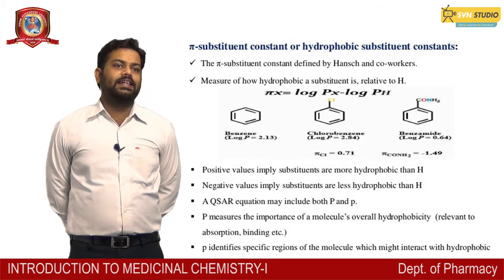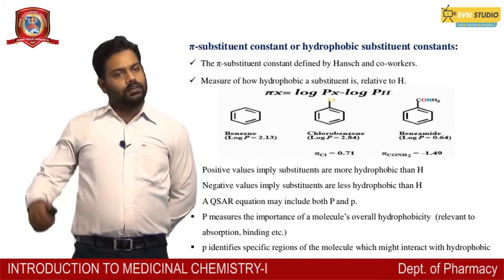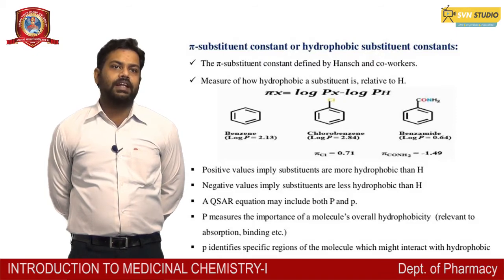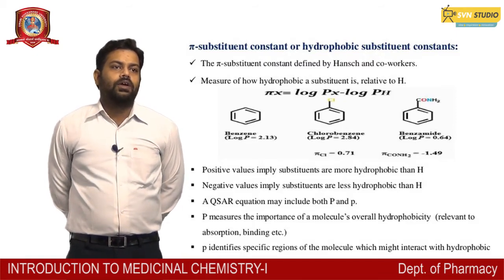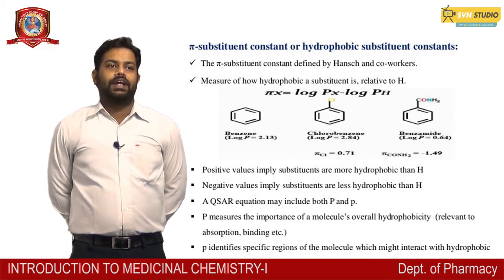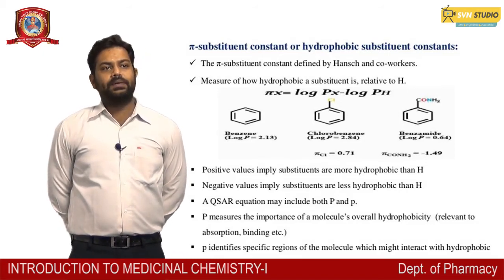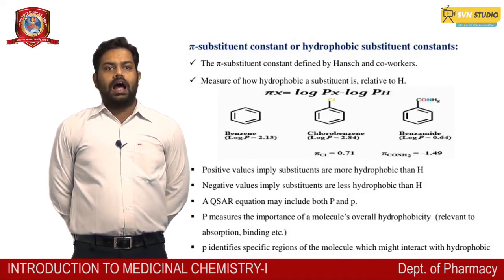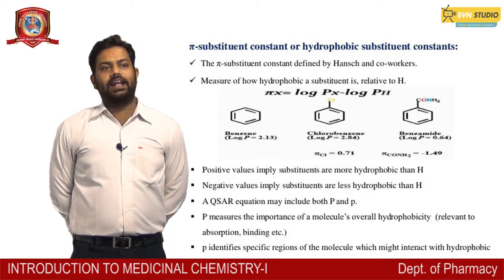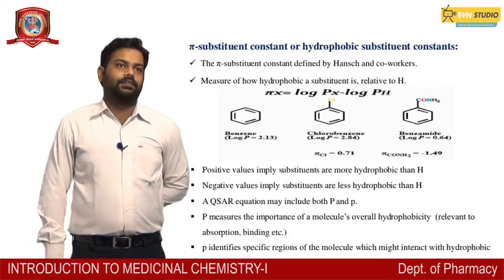Positive values imply substituents are more hydrophobic than H, and this benzene ring shows conversion through chlorine to chlorobenzene, and then to benzamide. Negative values imply substituents are less hydrophobic than H. The QSAR equation may include both capital P and small pi. Capital P measures the importance of the molecule's overall hydrophobicity, which is relevant to absorption or binding, and small pi identifies a specific region of the molecule which might interact with a hydrophobic region.